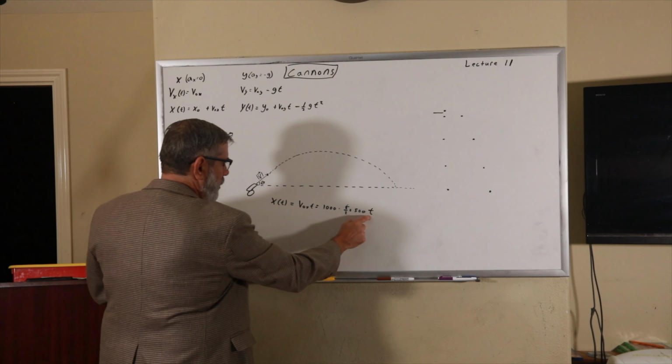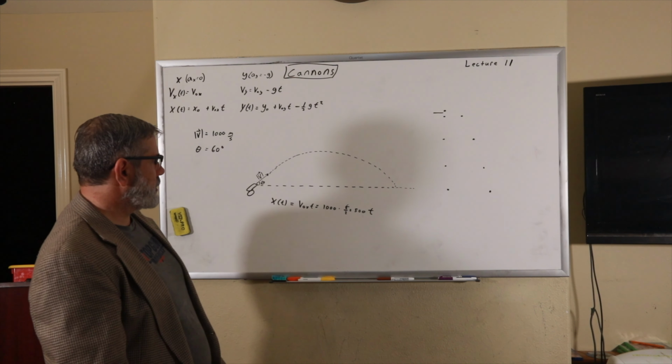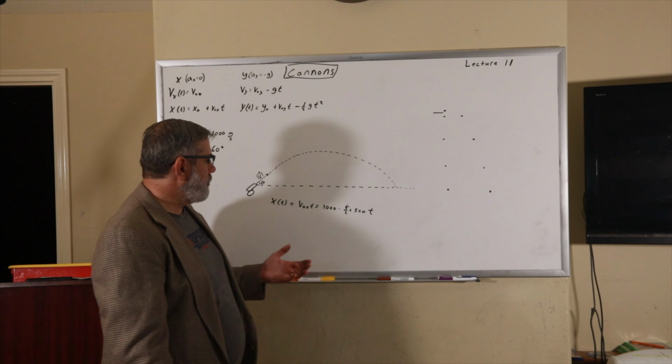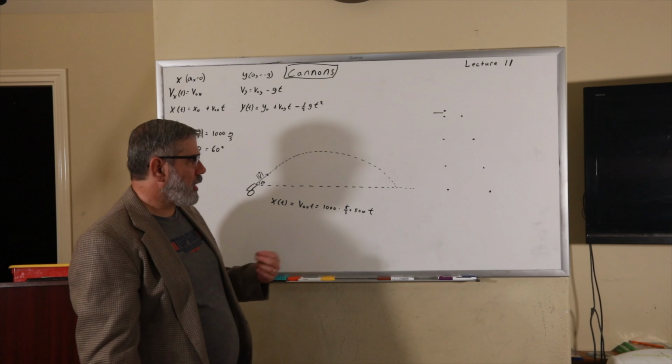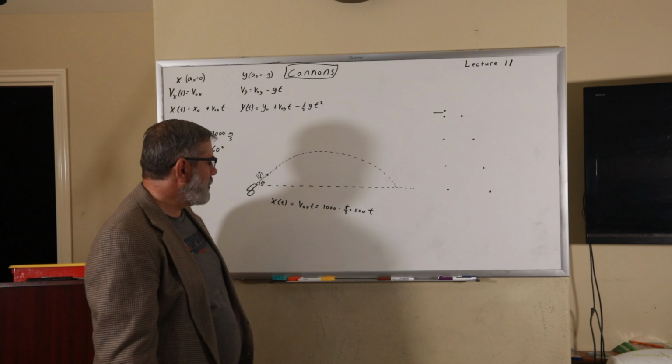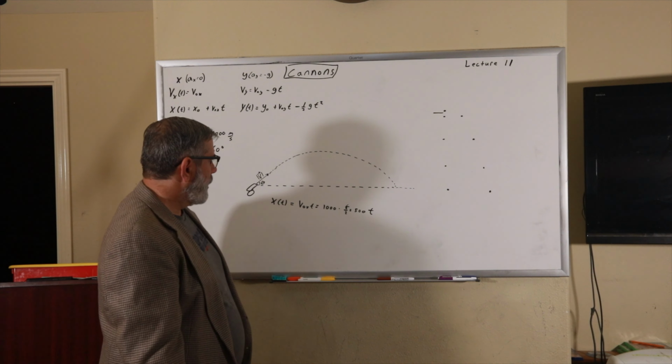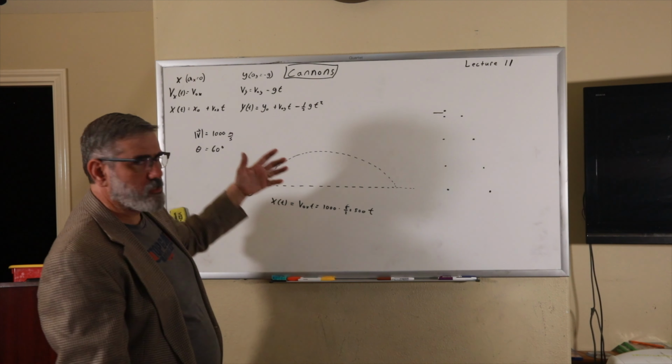Now, we need to know what the time is. Well, how do we figure out what the time is? And this is what you have to do in physics. You have to think about the problem and try to find a way to find the answer. So to find this time, it's the time it hits the ground. Well, how do we figure that out? We can't just set y equals 0 and say when does it hit the ground.